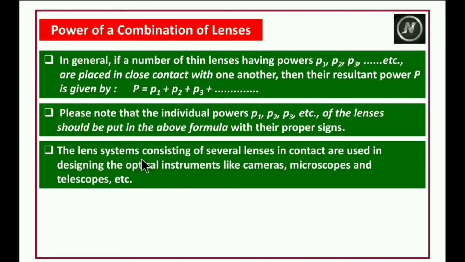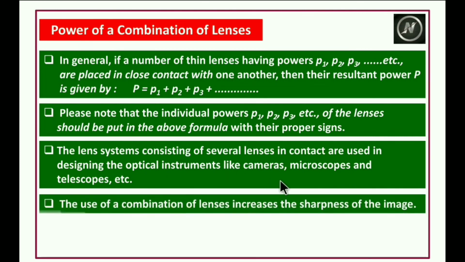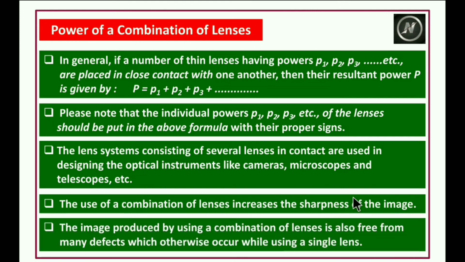The lens systems consisting of several lenses in contact are used in designing optical instruments like cameras, microscopes and telescopes, etc. The use of a combination of lenses increases the sharpness of the image. The image produced by using a combination of lenses is also free from many defects which otherwise occur while using a single lens.